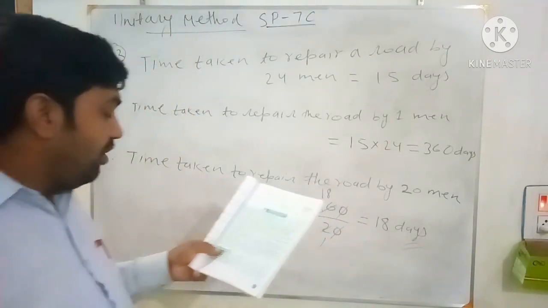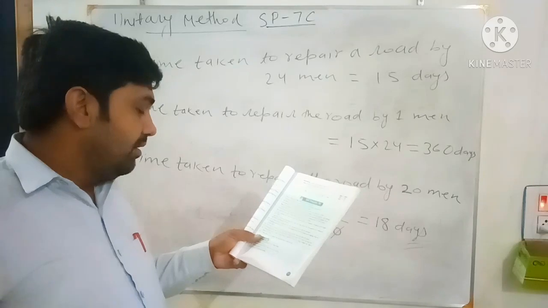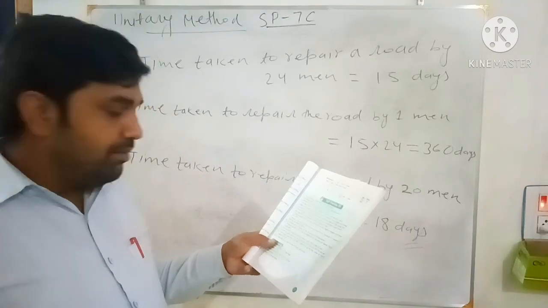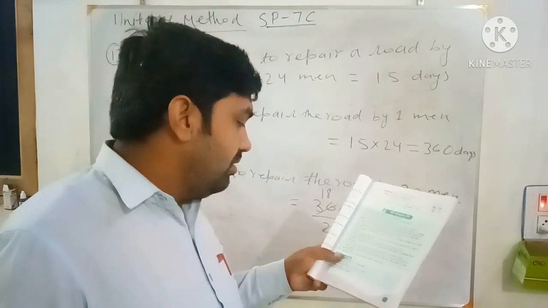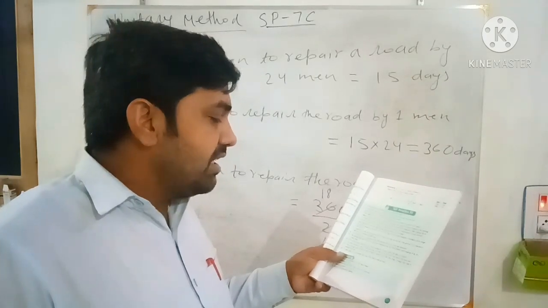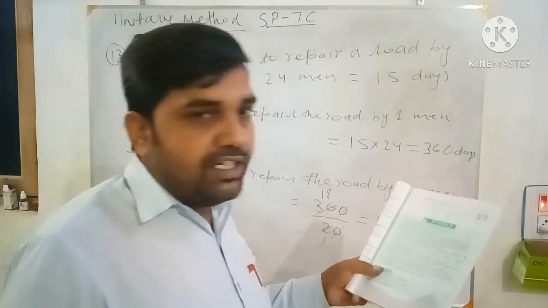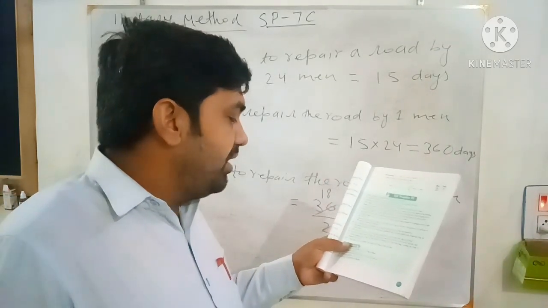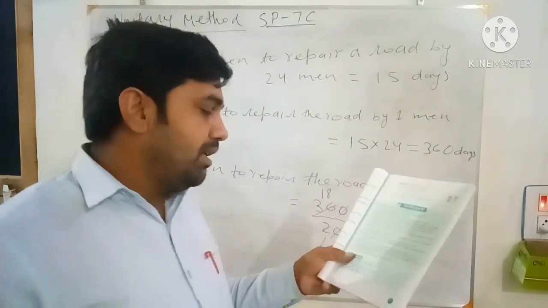And see question number 15. A man walks 110 meters in a minute. So how long will he take to walk 26.4 kilometers? So the time taken to walk 110 meters is 1 minute. Therefore, the time taken to walk 1 meter is 1 by 110 minutes. So the time taken to walk 26.4 kilometers. 26.4 kilometers means you multiply this number by 1000, it will convert it into meters. So 26,400 meters. So the time taken to walk 26,400 meters is 1 by 110 into 26,400, that you multiply, and you will get the answer.